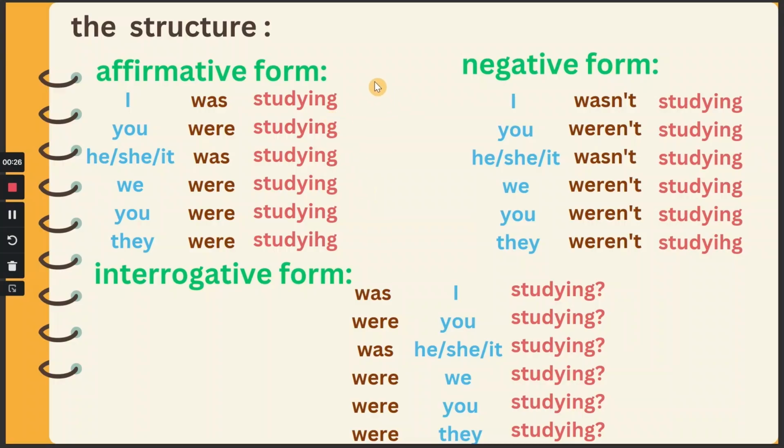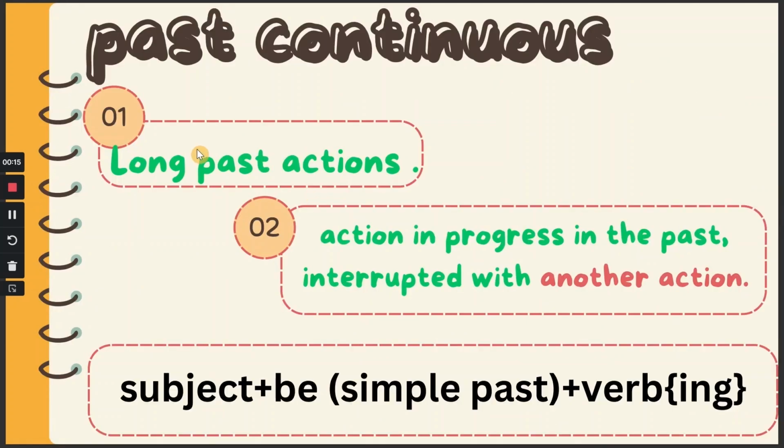Now let's move to the structure. For the structure, we have the subject, the verb be in the past simple, and the verb ing, okay? Past continuous, as a recap, we use it to talk about long past actions and to talk about actions in progress in the past interrupted by another action, okay? For the structure, we have subject plus be in the simple past plus verb ing, okay?